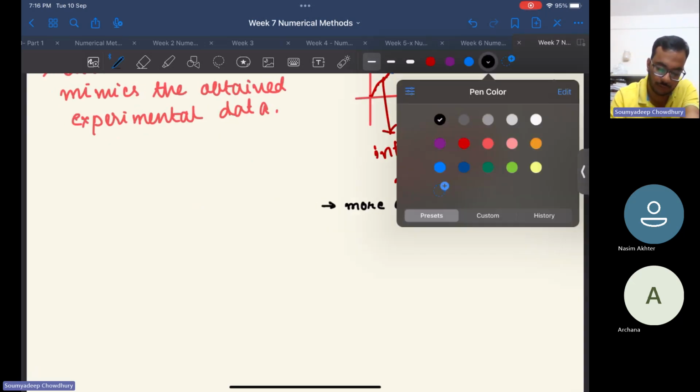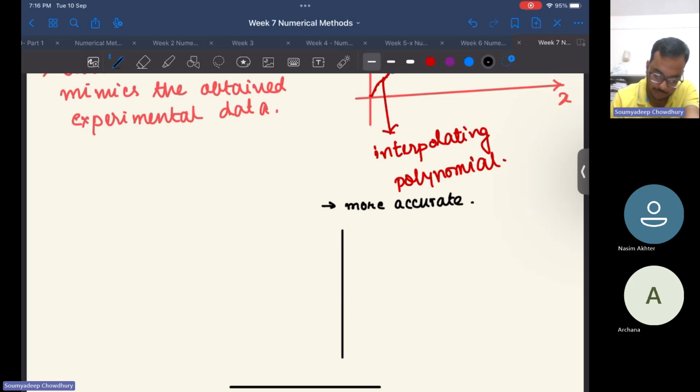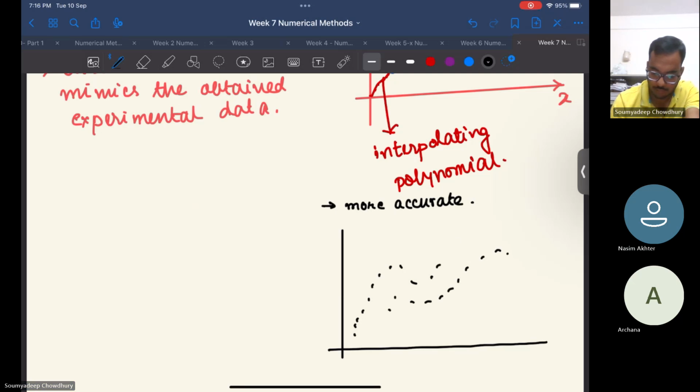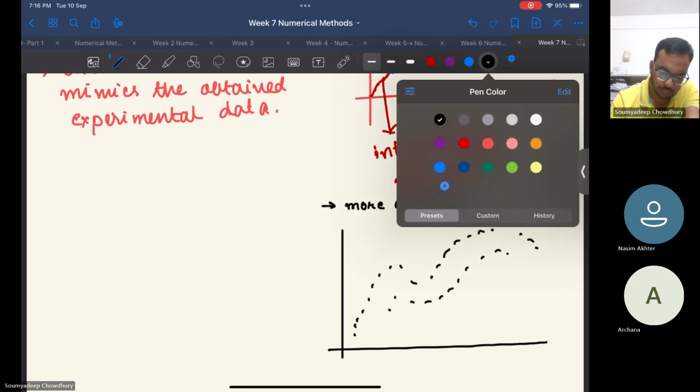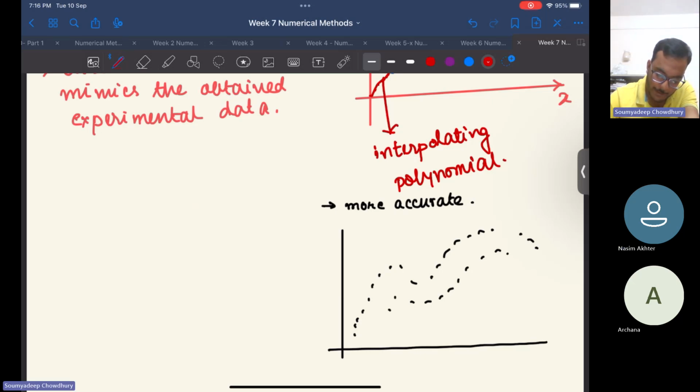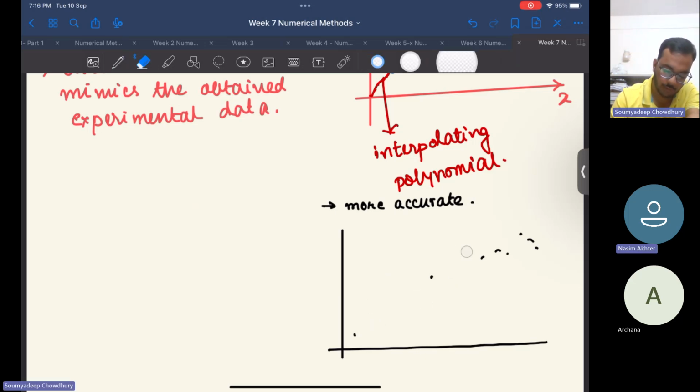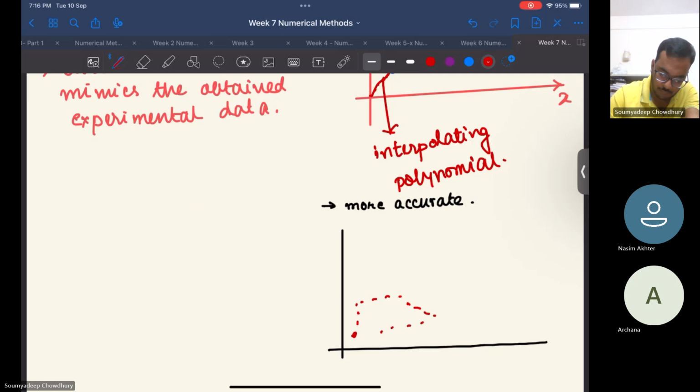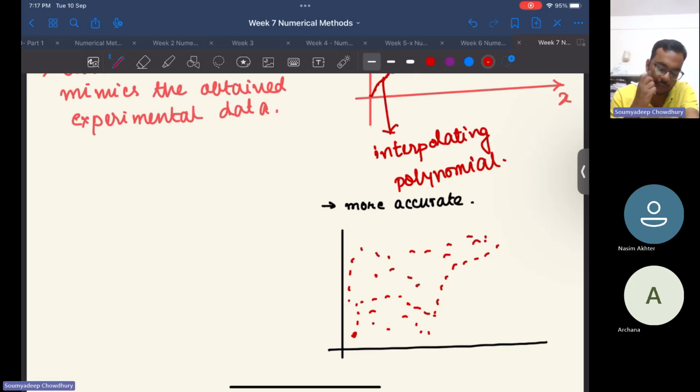Yes, I'll show you. Suppose you are telling that there are scattered points all over the 2D plane, and you have a lot of points like this, with more ups and downs, not just a line. You have to join all the points by a polynomial. Like this, right? Yes, that is complicated.